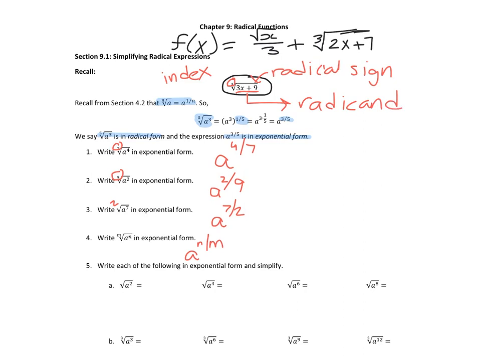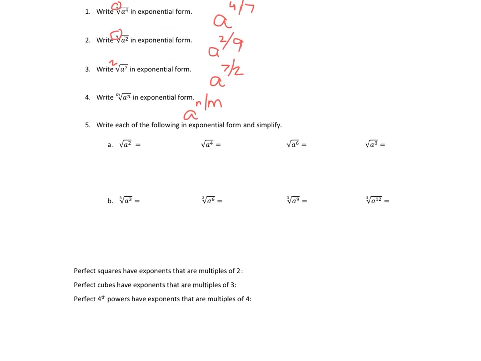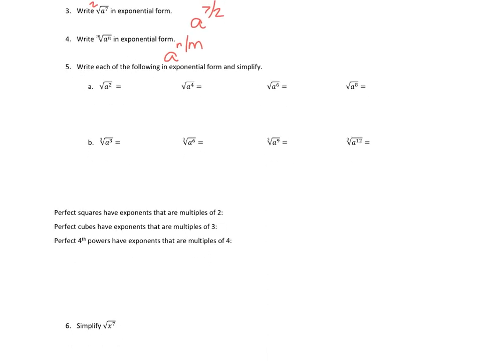Okay, so we're going to begin simplifying. That's the name of the section. We're going to simplify. So let's consider these examples. And to simplify, we're going to write in exponential form and then simplify the fraction. So for instance, the square root of a squared, perhaps you remember that that's a. But if we wanted to write it in exponential form, the index is 2, and 2 over 2 is 1. Okay, and we can do this for each one.